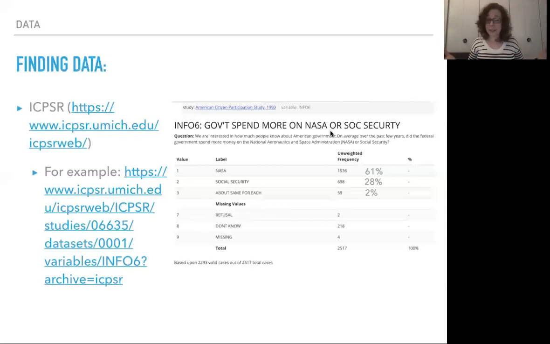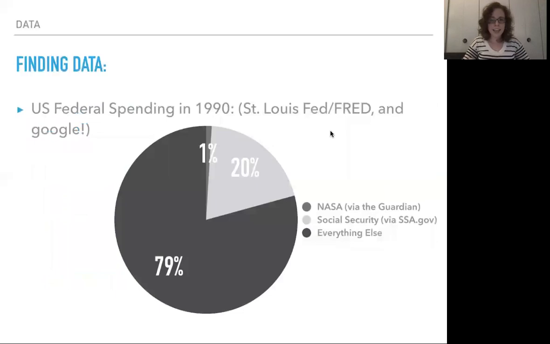Now, is this true? Are they right? When I saw this, the reason I thought this was interesting is because I was pretty sure they were very wrong, but I didn't know 100% if they were wrong and just how wrong they were. So what I did is I looked up the US federal budget for 1990. And this kind of data can be found on the St. Louis Fed Reserve, or FRED. They have this lovely system that gives you all sorts of economic data, including US budget, or US federal spending, I should say. Now, they don't break it down by department, so I then had to look up NASA and Social Security separately. I just Googled 1990 NASA budget and 1990 Social Security budget.